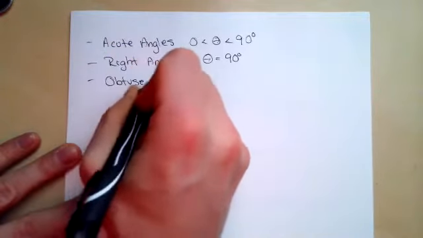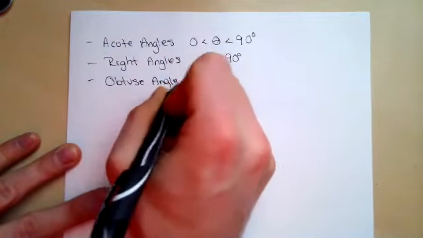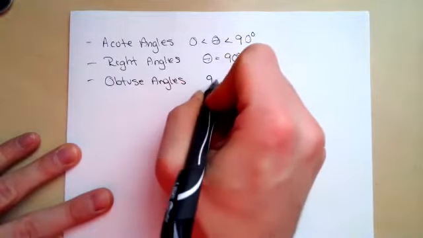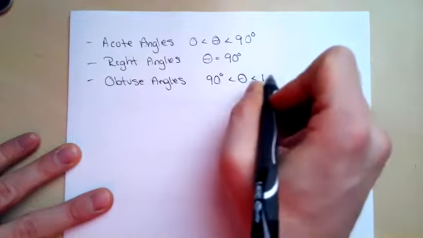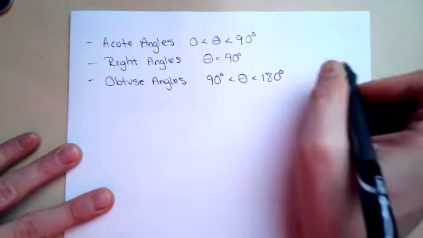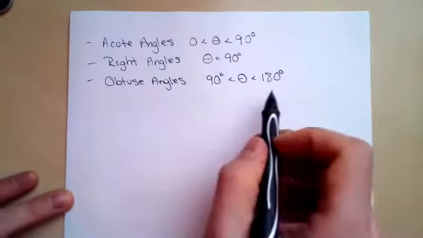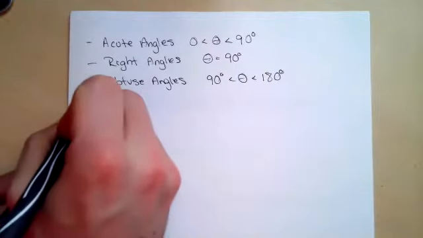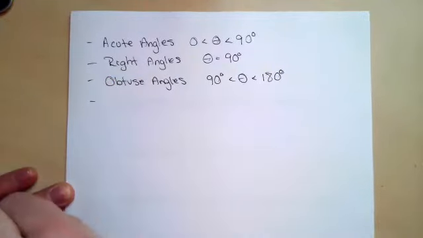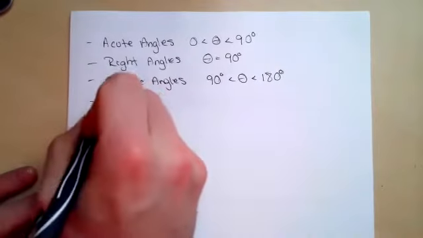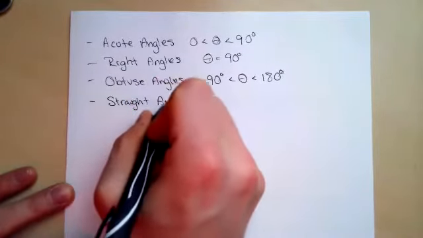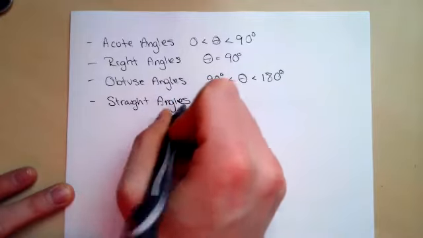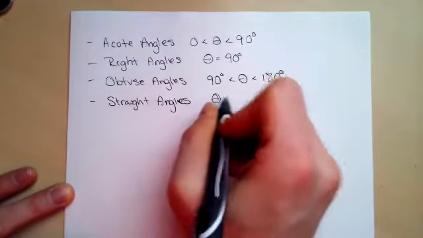Obtuse angles are bigger than 90, specifically bigger than 90, but less than 180. Usually when we reference acute and obtuse angles, we're talking about angles within a triangle. And if they're within a triangle, they don't get bigger than 180. Straight angles are 180 degrees.